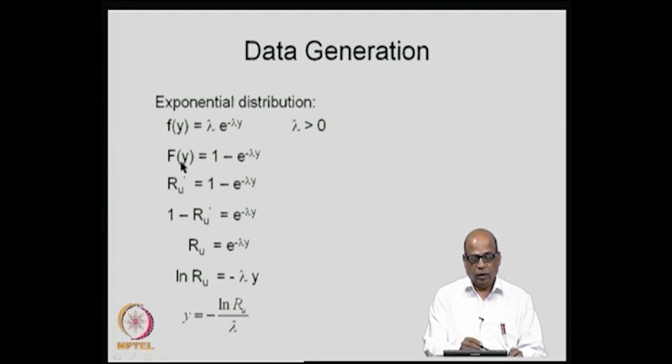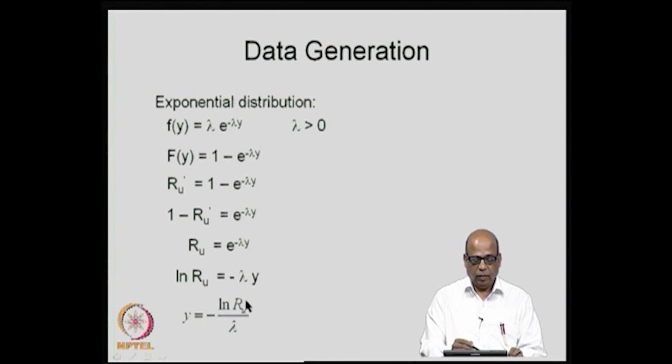As I said, you set a random number from uniform distribution and then put that random number equal to F of y. That means you are randomly picking F of y, that is the idea there. So, r u dash is equal to 1 minus e to the power minus lambda y, and therefore e to the power minus lambda y is equal to 1 minus r u dash. Because r u dash is between 0 and 1 and it is random, 1 minus r u dash itself is a random number, so I can put this as r u, another random number. So, r u is equal to e to the power minus lambda y. Then we take logarithms. So, ln r u will be equal to minus lambda y. Therefore, y is equal to minus ln r u by lambda.